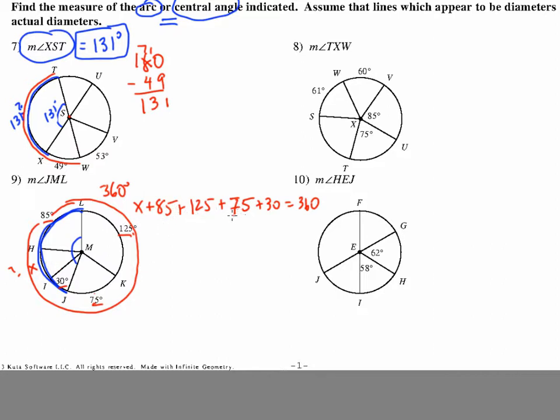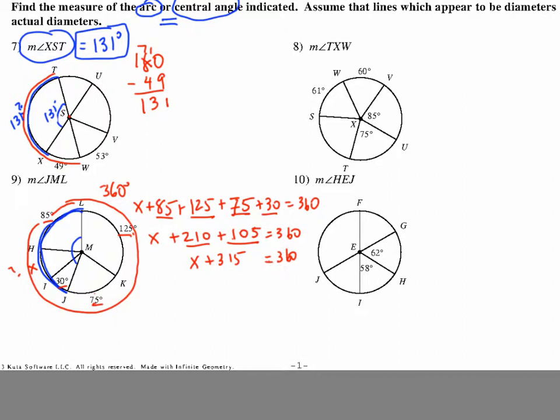Okay, so let's go ahead and just add these up. So 75 and 30, that's 105. 85 and 125. Well, let's see, 5 plus 5 is 10. 80 plus 120 is 200, so we get 210. Okay, let's add this up. 200 plus 100 is 300. 10 plus 5 is 15. So x plus 315 equals 360.